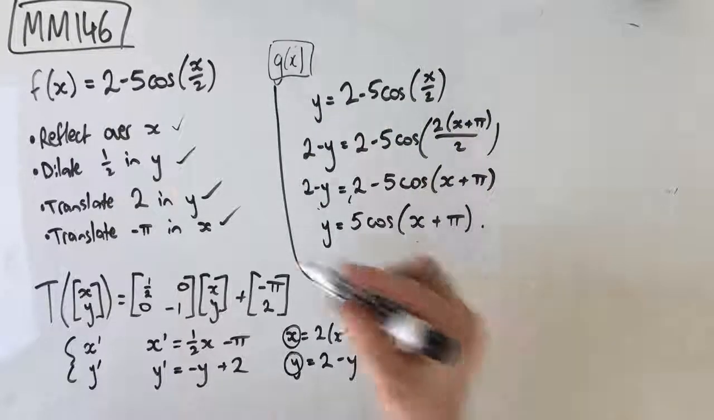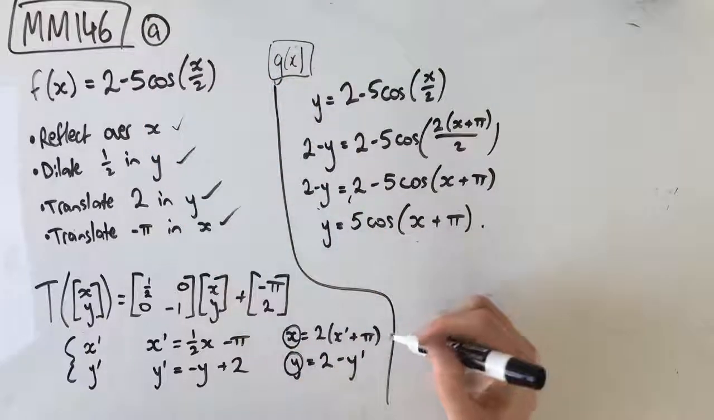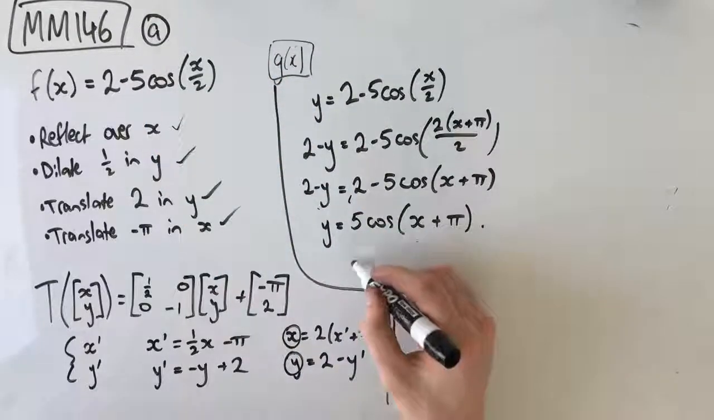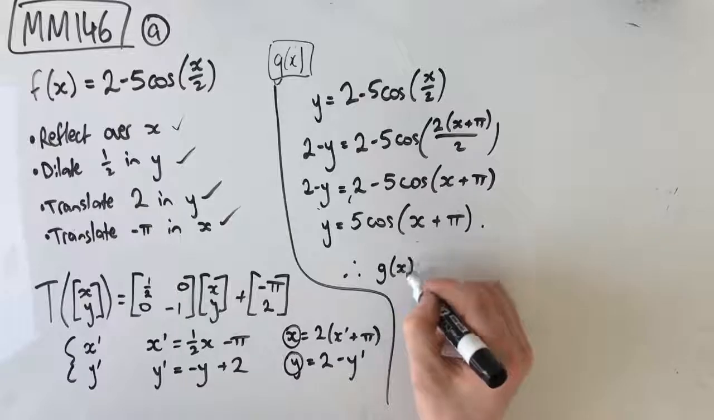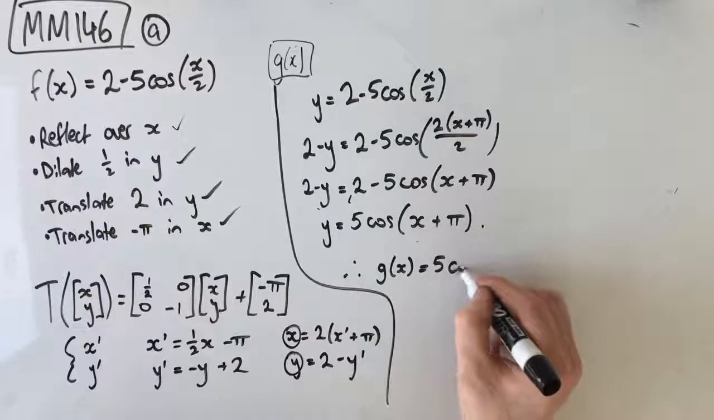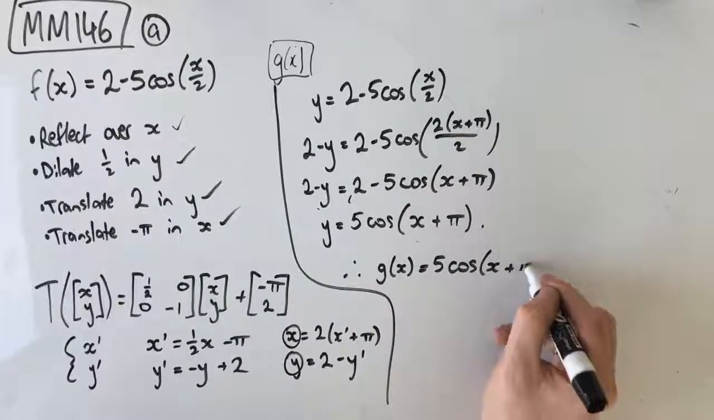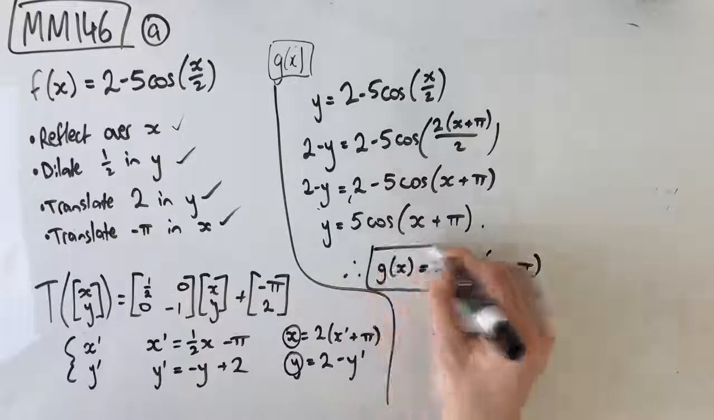What the question asks us, question A, what is the rule for the function g of x? So therefore, g of x equals 5 cos of x plus pi. This is our final answer.